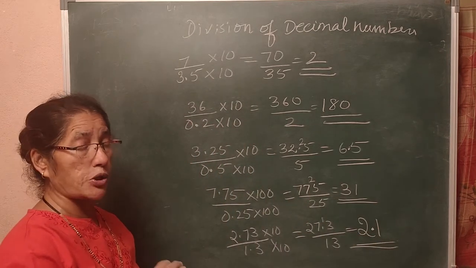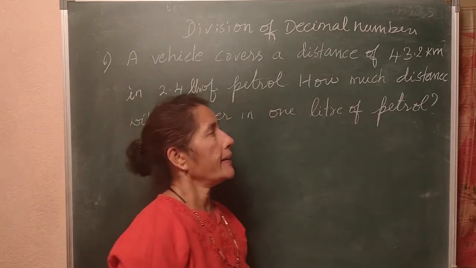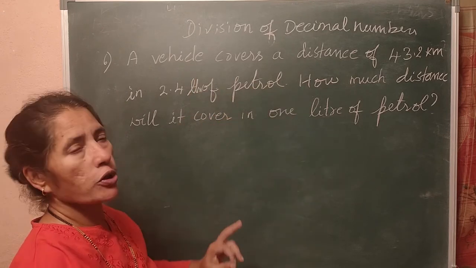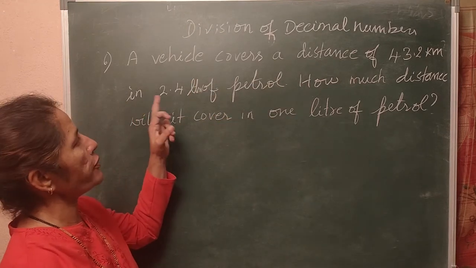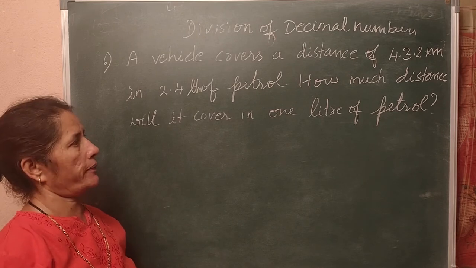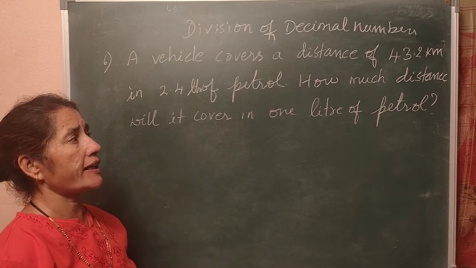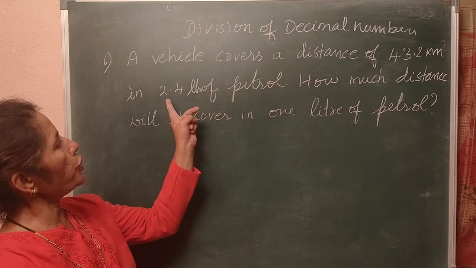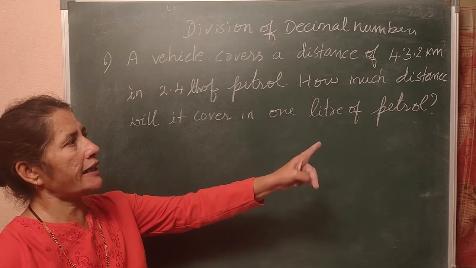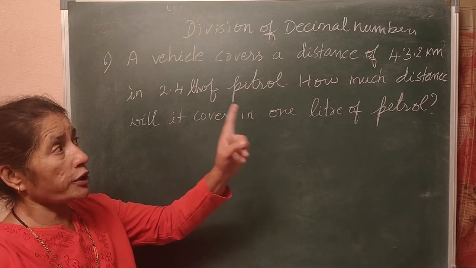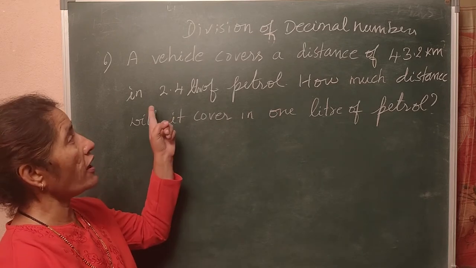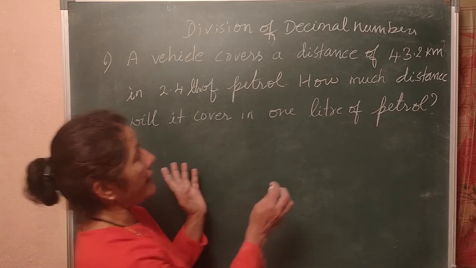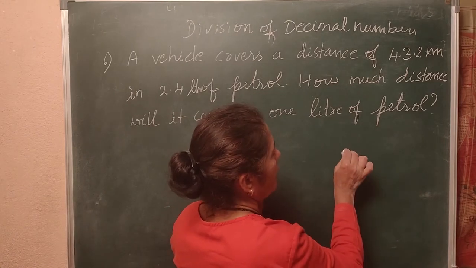Let me do the last question, the 6th question. My last question is this. A vehicle covers a distance of 43.2 km using 2.4 liters of petrol. How much distance will it cover in 1 liter of petrol? 2.4 liters, so much. 1 liter, what do you have to do? 43.2 divided by 2.4, isn't it? If you don't understand, you can write it like this also.